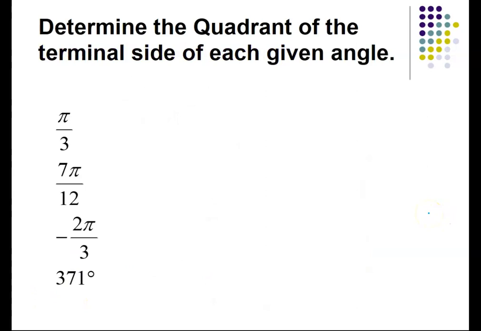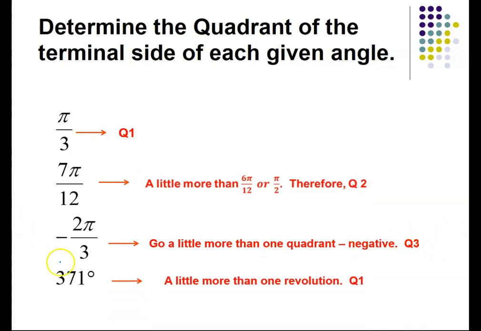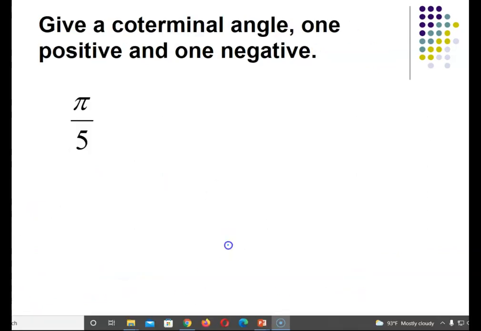Okay, so which quadrant do you think is these given examples? Pi over 3, so that is first quadrant. 7 pi over 12, that is second quadrant. Negative 2 pi over 3, that is in the third quadrant, and 371, which lies on the first quadrant, so therefore that is quadrant number 1.